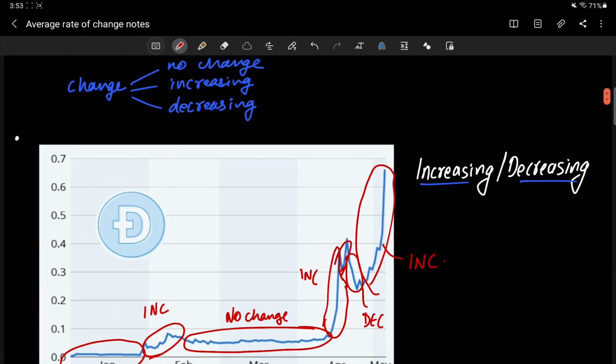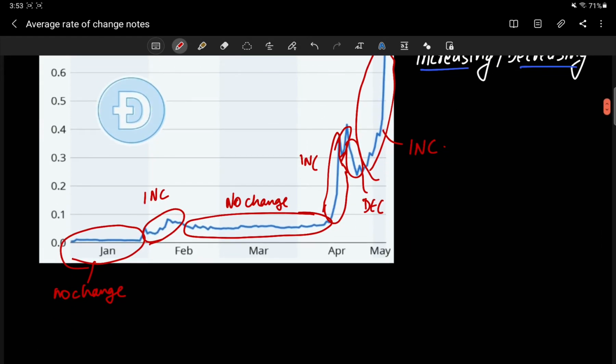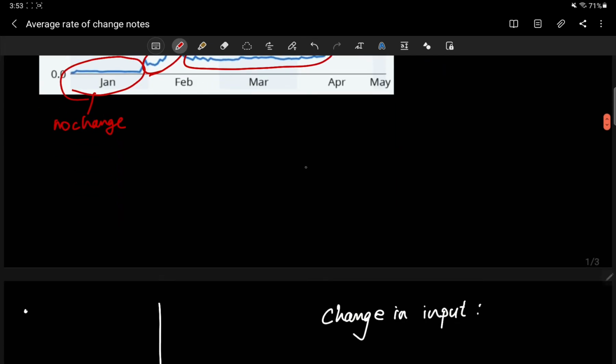Basically, if you have 2 points, there are 3 ways in which this can happen. Given one point, you have to pick a second point. You can either pick it parallel, which would be no change. You can pick it higher, which would be increasing, or you can pick it lower, which is decreasing.